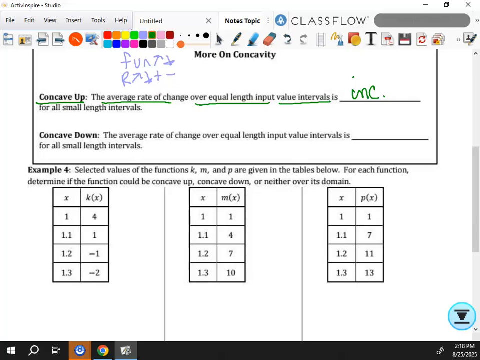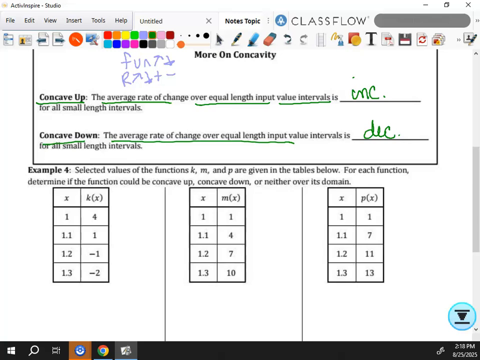And then concave down, that is related to decreasing. Same relationship, just instead of saying, hey, it's concave up, therefore the average rate of change is increasing, we're going to say, hey, the average rate of change is increasing. That means the function's concave up. That's the difference there. Okay, we okay with that?